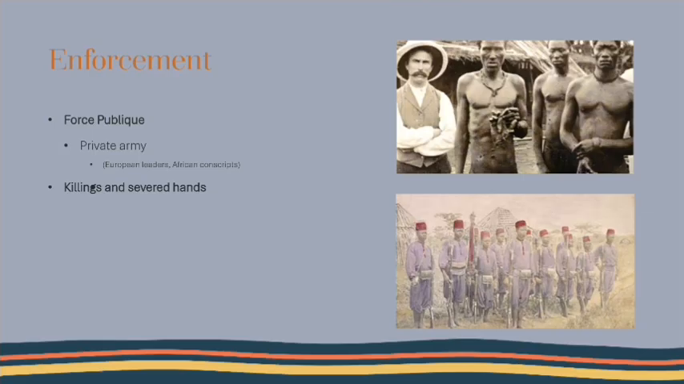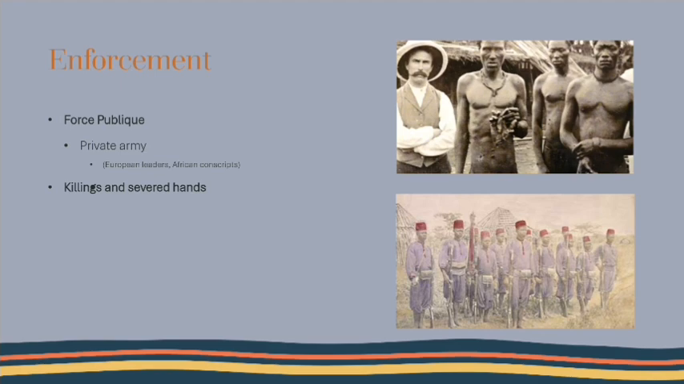Now, to enforce these quotas that Leopold had, he created the Force Publique, which is a private army run by European officers but comprised of conscripted Africans from different regions. This army was given absolute authority to terrorize the local populations. They used extreme violence to ensure the flow of rubber and ivory continued uninterrupted.